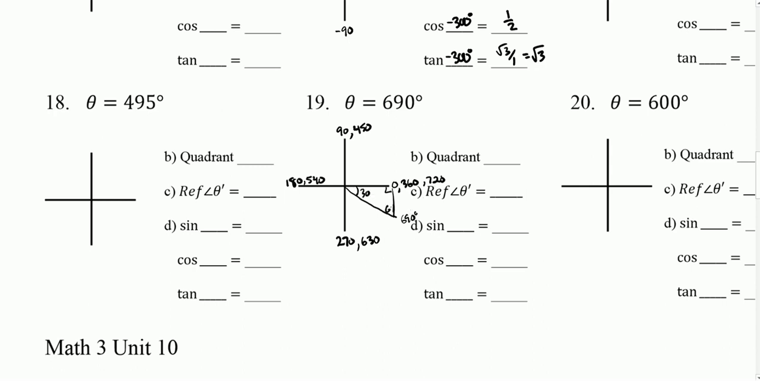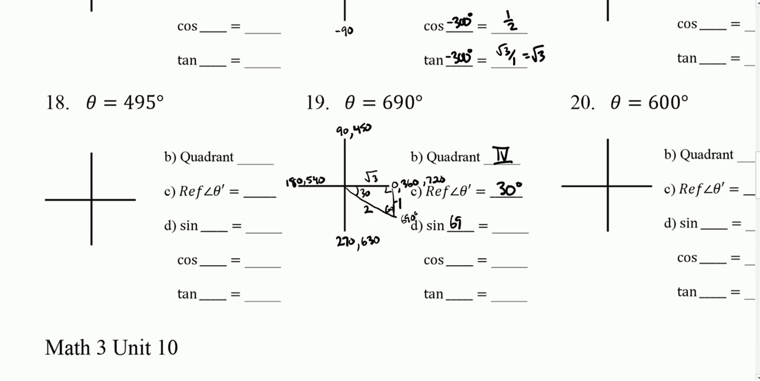So we get a 30, 60, 90. Opposite is going to be 1, but we're going to make it negative 1 because it's below the x-axis. Root 3 and 2. And so we're in quadrant 4. Reference angle is 30 degrees.